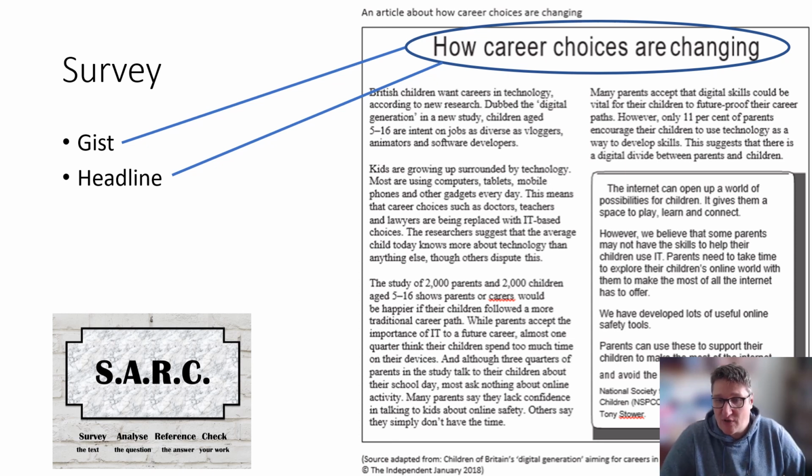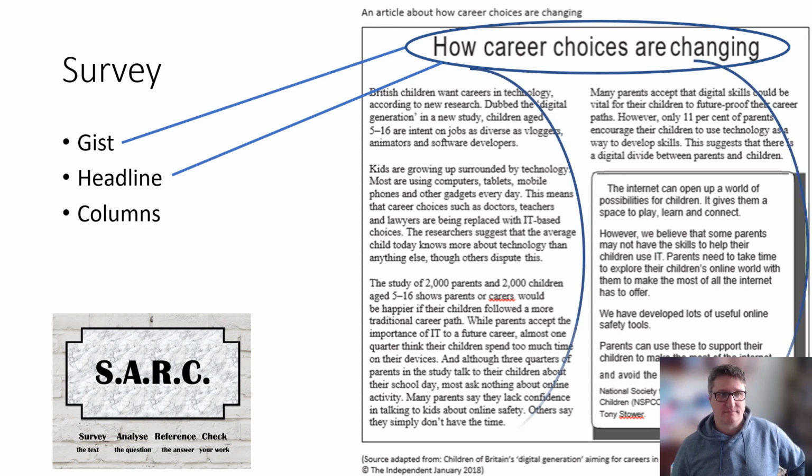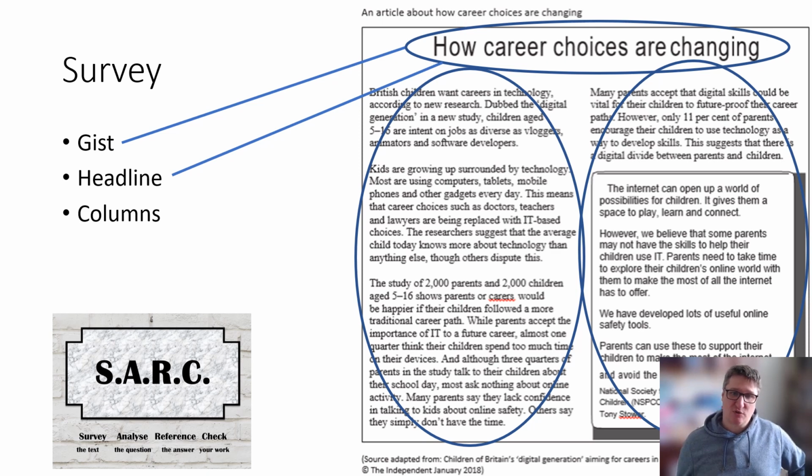It's in what's known as a headline. This is a layout feature. Now you may think I'm teaching my grandmother to suck eggs and you all know what a headline is. You would be amazed how many people get little basic things like that confused. There are columns. This is something that is very typical with an article. So if you get a question saying what features show you that it's an article, columns.